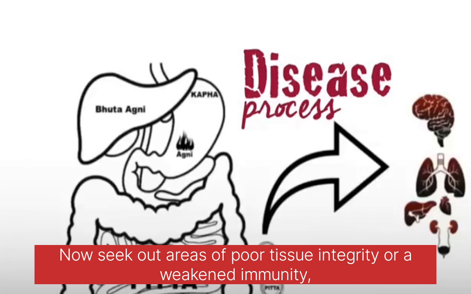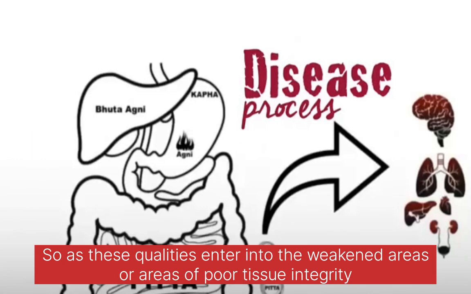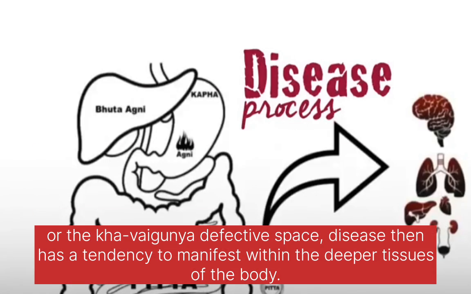And the doshas, or the qualities which enter into the general circulation, now seek out areas of poor tissue integrity or a weakened immunity, and this is known in Ayurveda as Khavaigunya, which implies a defective space. So as these qualities enter into the weakened areas, or areas of poor tissue integrity, or the Khavaigunya, defective space, disease then has a tendency to manifest within the deeper tissues of the body.